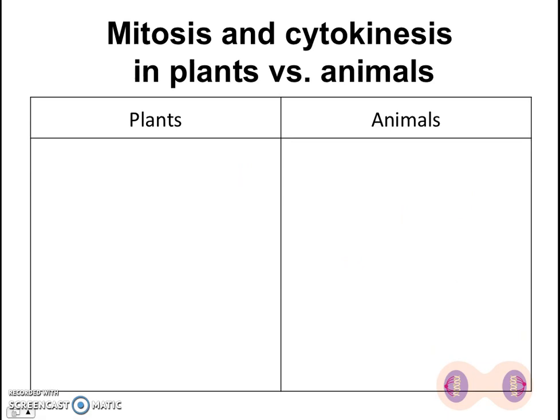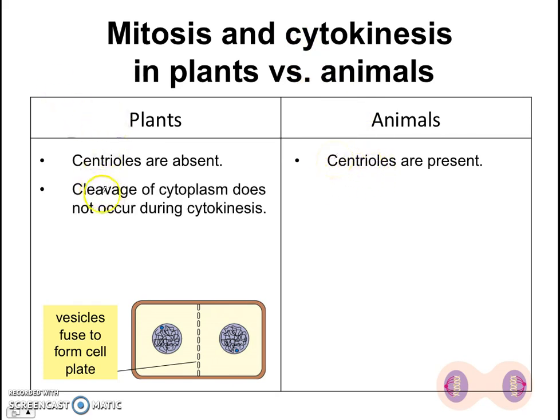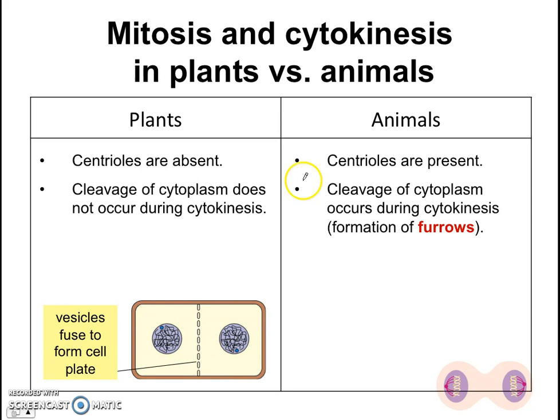Now at this point, I should mention that there are some differences between plants and animals when it comes to mitosis and cytokinesis. Right, the first difference is that in plants, there are no centrioles. But in animals, there are centrioles. In plants, there's no cleavage of cytoplasm during cytokinesis, while in animals, there's a cleavage of the cytoplasm, the formation of that furrow, which deepens and splits the cell into two.